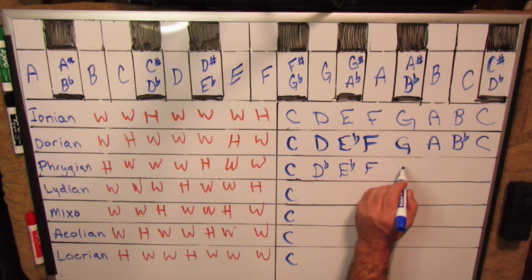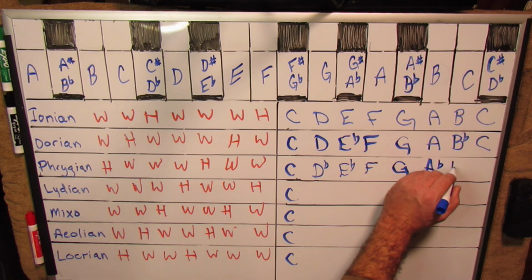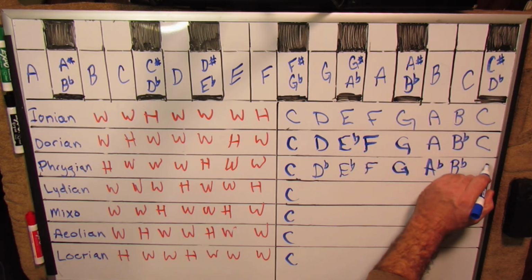And a whole step from F is going to be a G still. And then from a G, we're going to take a half step to an A flat. And from that A flat, we're going to take a whole step to a B flat. And then finally, a whole step from a B flat to a C, your octave.